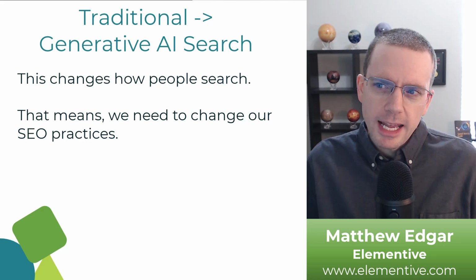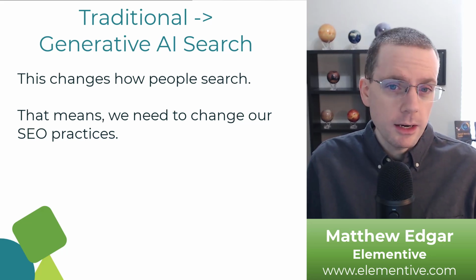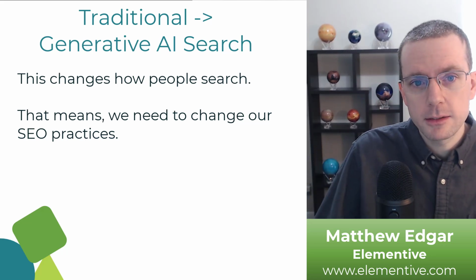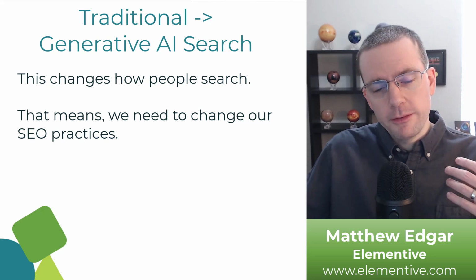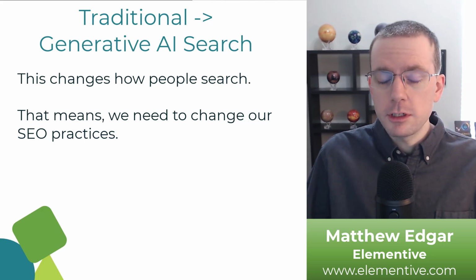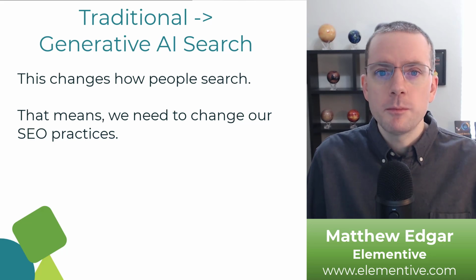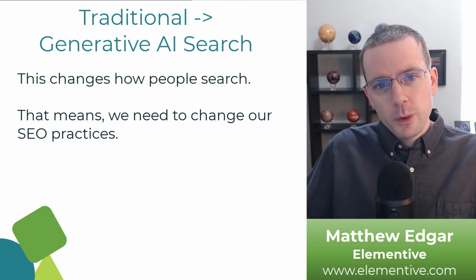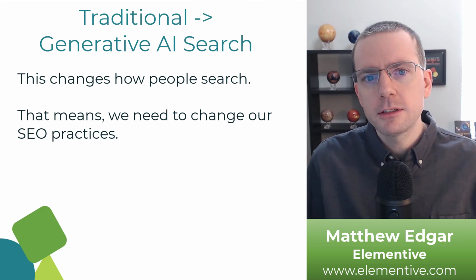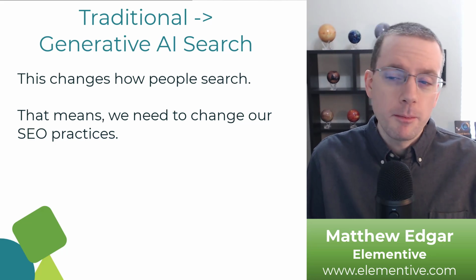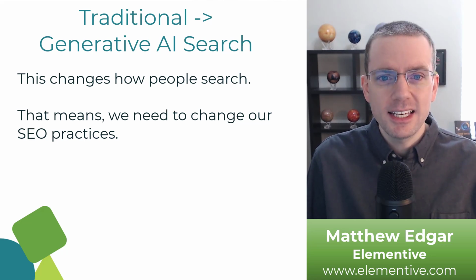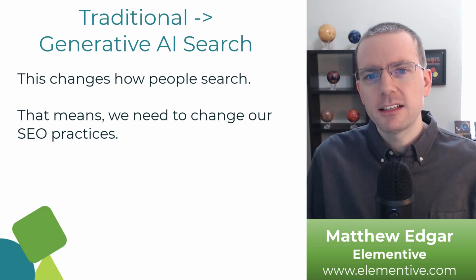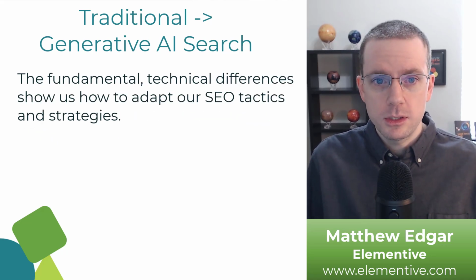And it changes how we need to think about SEO, changes how we need to adjust our SEO practices in order to show up in generative AI search. Similar to traditional search, but there are important distinctions between the two. And it's important to understand these distinctions, and the best way to understand those is by digging into the fundamental technical differences between these two systems.